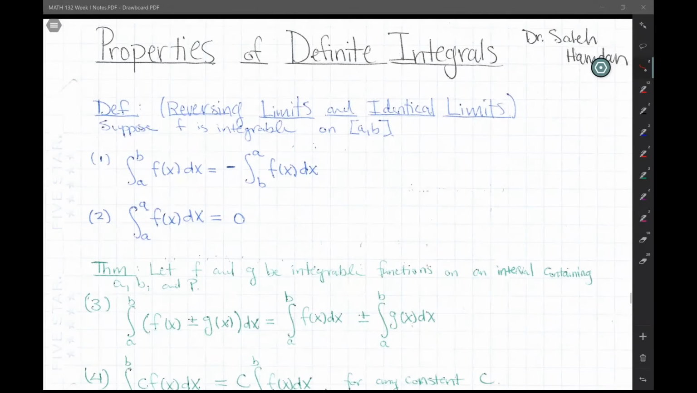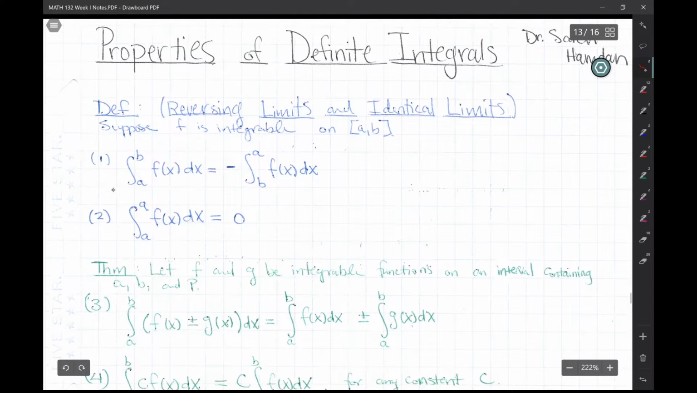So let's take a look at some very useful properties of definite integrals, which will help us in computing them. We're going to start with some definitions, and this might seem strange, because usually you have theorems to prove the properties, but here we're going to start with some definitions.